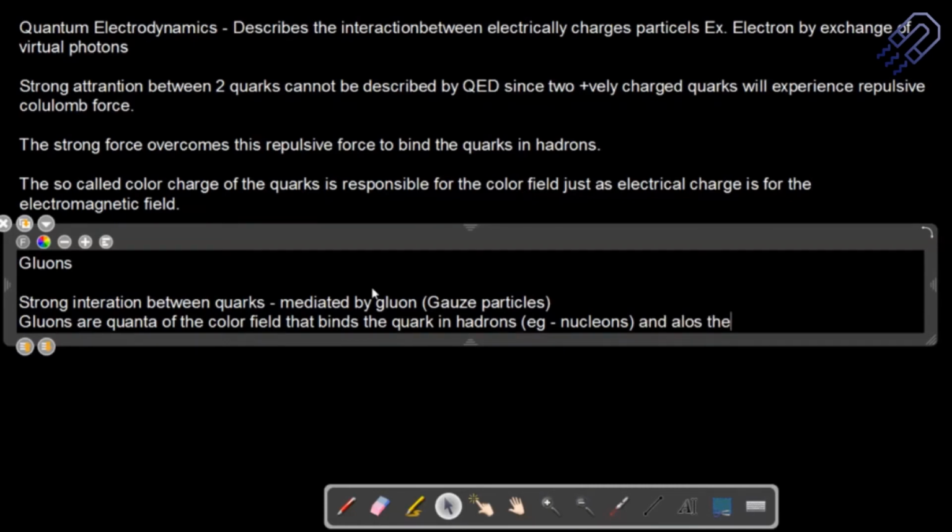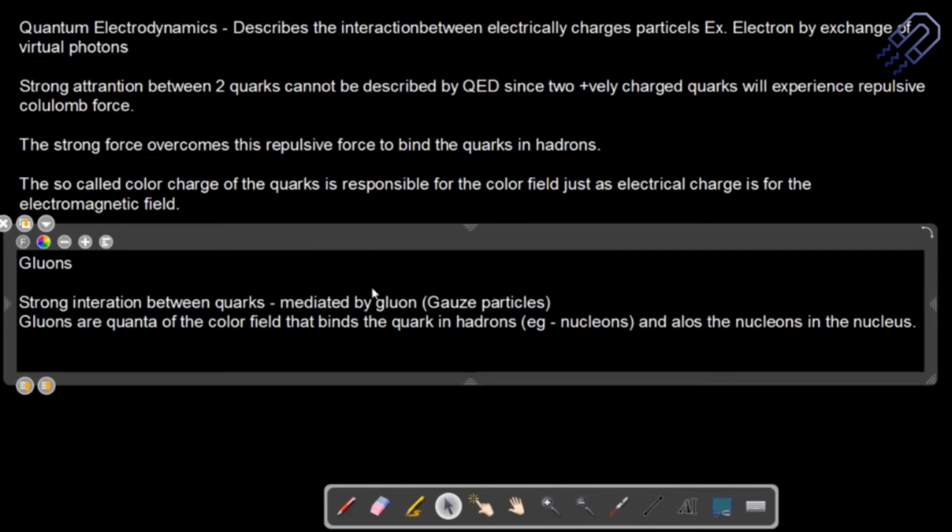So we can also include the nucleons in the nucleus. When you write it down in your exam, please make meaningful sentences so that it's clear. I hope I have not made it too complicated. The idea is quite simple, and that's the reason I'm also writing it down.